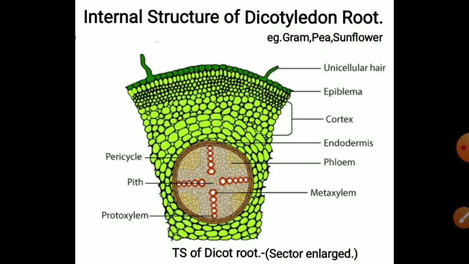So this should be remembered: there are a minimum of 2 radial vascular bundles or a maximum of 4 radial vascular bundles, and the structure is said to be diarch to tetrarch in the dicotyledonous roots. For example, sunflower, pea, gram. In these roots there is a diarch to tetrarch type of condition.